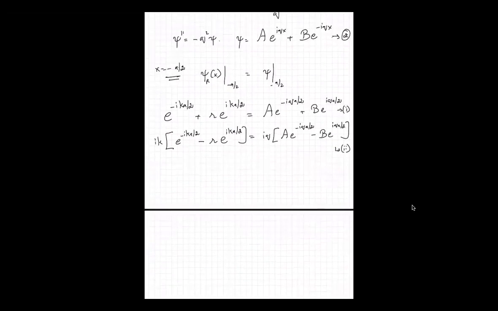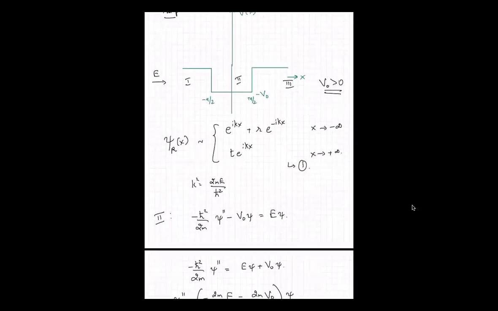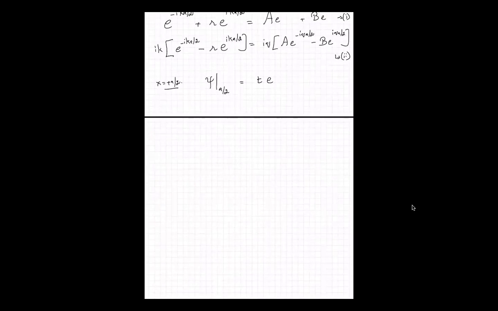This is going to be my equation number 2. Okay. Similarly, at x equals plus a over 2, you have to match the solution psi at plus a over 2 with the solution. Remember that in the far right, the solution looks like t e^(ikx). So this has to be t e^(ikx) at plus a over 2. And then psi prime at a over 2 should be equal to t times ik times e^(ikx) at a over 2. So this will give you equation number 3, and this will give you equation number 4.